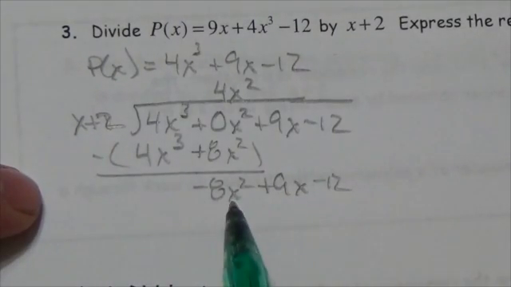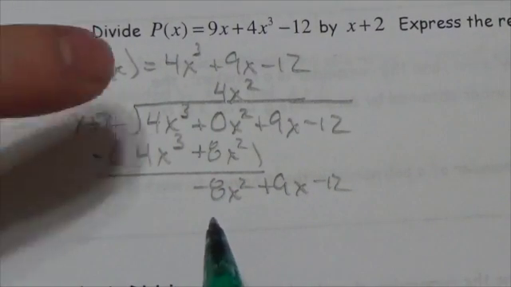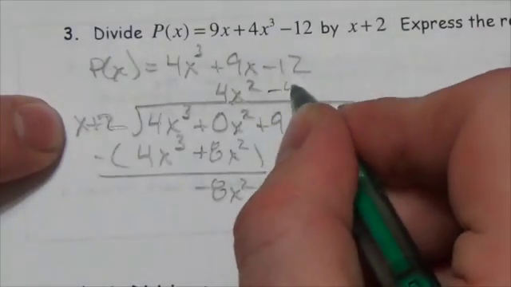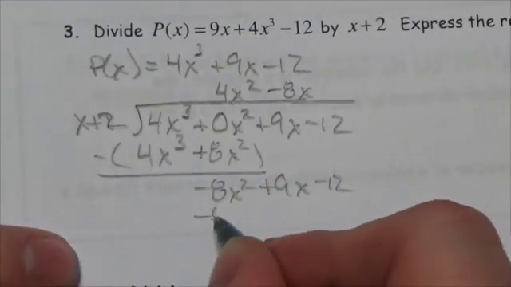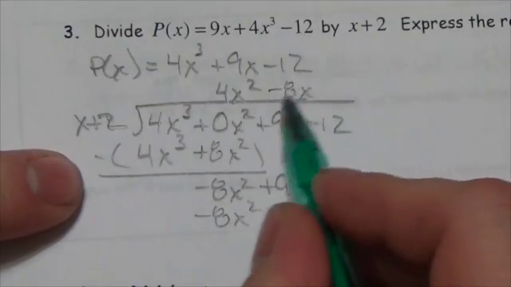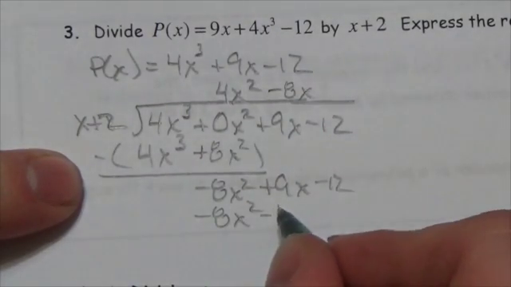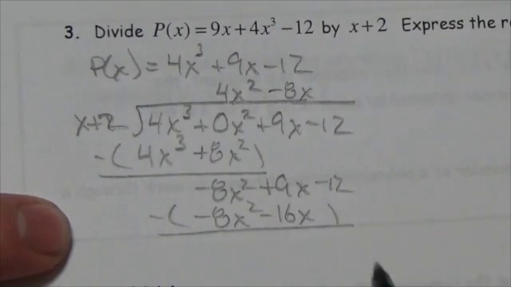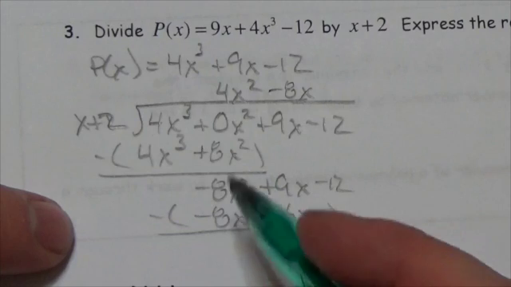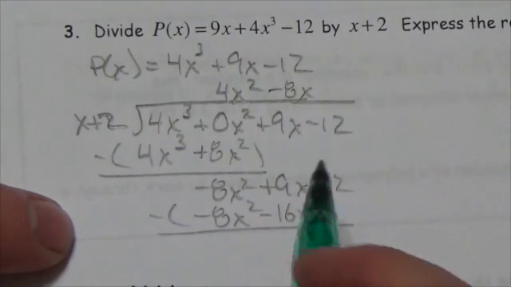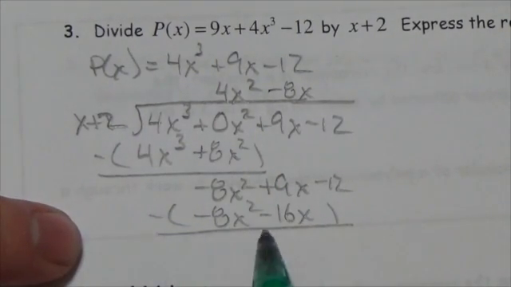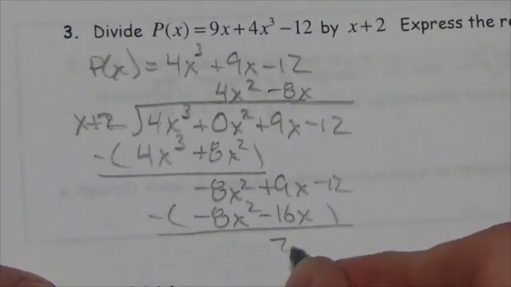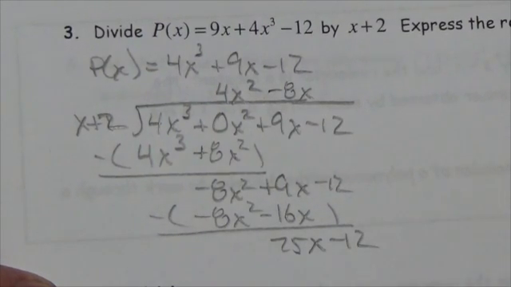I need to get rid of the negative 8x squared. This is what I've got to work with. Okay, if I multiply x by negative 8x, I will get negative 8x squared. But then I've got to multiply it by the 2, so I'm going to get negative 16x, and then I'll subtract. And I know that the leading term here, the highest degree terms, are going to cancel, but I get 9 minus negative 16. 9 minus negative, it's going to be 9 plus 16, it's going to be 25x minus 12.